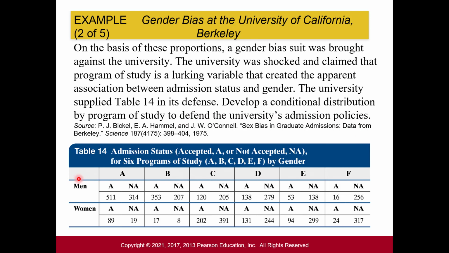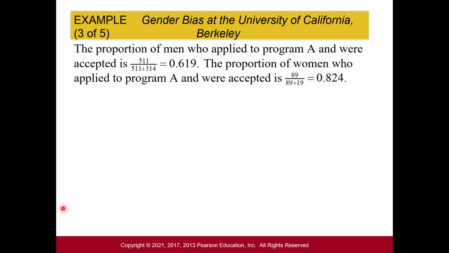Let's talk about this table real quick. Accepted is A, not accepted is NA, and there were 6 programs of study. We don't necessarily know what they are, but they're represented by A, B, C, D, E, and F, and they are still broken down by gender. The proportion of men who applied to program A and were accepted was about 61.9%, because it was the total accepted over the total that applied, which came from accepted and not accepted. The proportion of women who applied to the program and were accepted was about 82%.